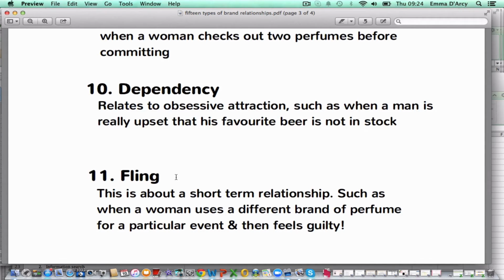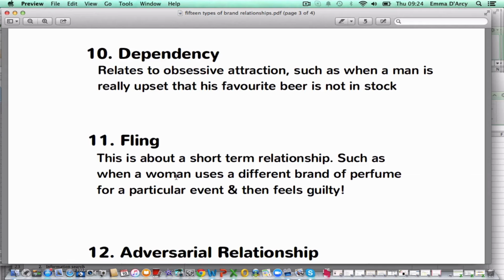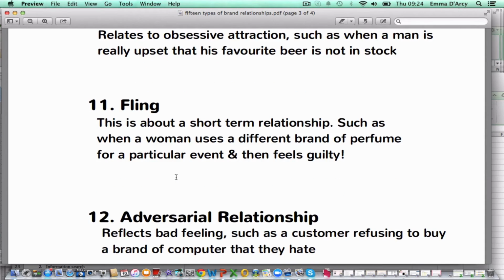Number 11 then is a fling. A fling is a short-term relationship, such as when a woman uses a different brand of perfume for a particular event and then feels guilty. So this is really where it's a one-off, and again, you can see the correlation, but it's where somebody uses something and they just never use it again. So it could be a case of perfume, it could be a case of you borrow a really, really expensive dress off somebody and you never use it again. You rent it perhaps. There's so many different examples, and it's really just to understand, is your product fitting into this? And you hope not, because you obviously want them to use it more than once.